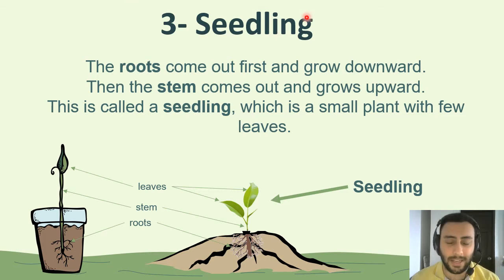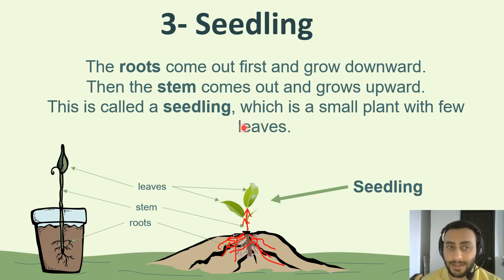Now, what is seedling? After some time, the sprout will become bigger and longer. The roots will start to come out. And they grow downwards like this. See, they grow and they go down like this. Then the stem, see, this is the stem. The stem will come and go upwards. So the roots go down and the stem goes up.